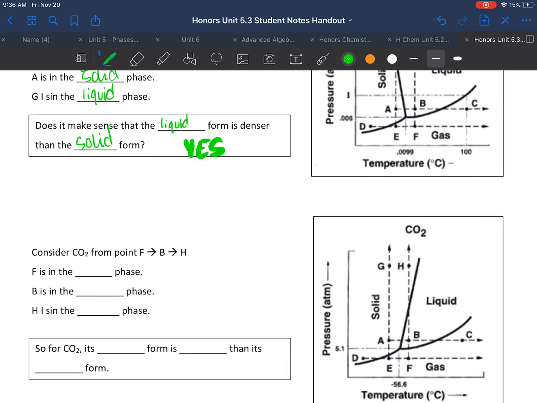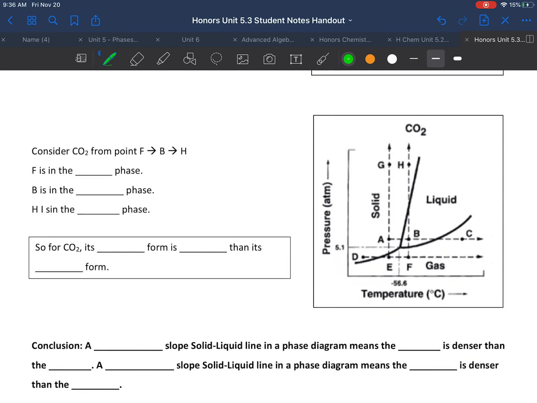And then if we consider carbon dioxide, we are going to be following along this line here. F is in the gas phase, B is in the liquid, and H, another one of those typos, is in the solid phase. So for carbon dioxide, in our case, its solid form is now denser than its liquid form.